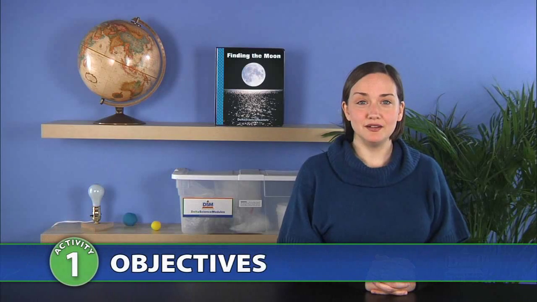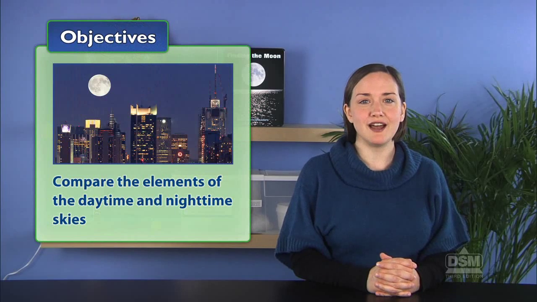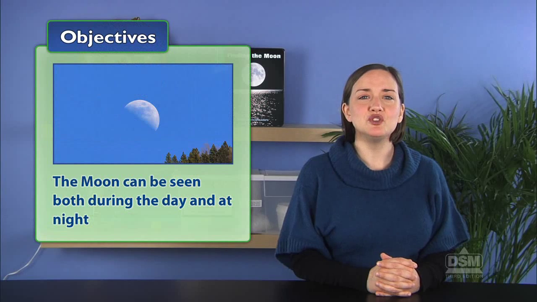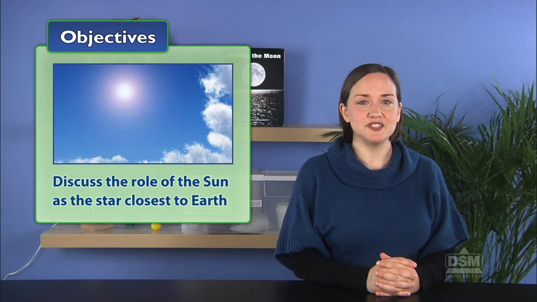In Activity 1, What is the Moon?, students discuss two familiar celestial bodies, the Sun and the Moon, and their relationship to Earth. Students first compare the daytime and nighttime skies and discover that, unlike the Sun, the Moon can be seen both during the day and at night. Finally, students discuss the role of the Sun as the star closest to Earth.